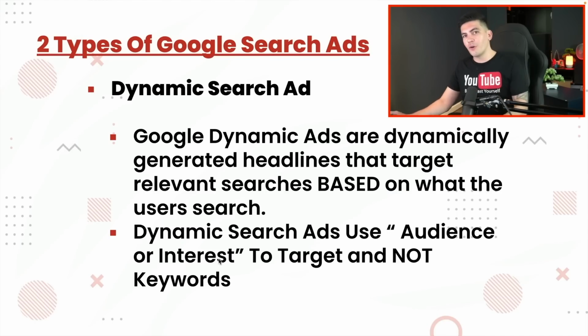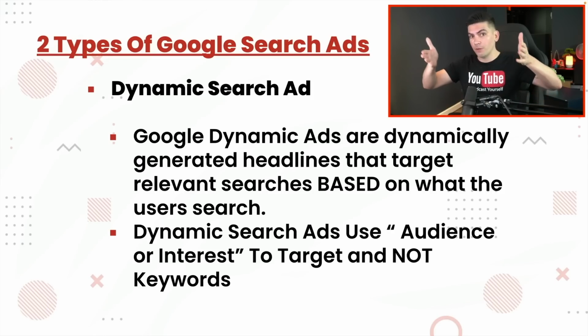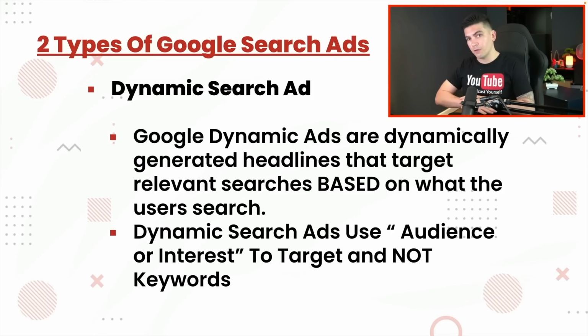So we're first going to create what we call a dynamic search ad. And I'll give you guys an example of that in just a bit. But Google dynamic ads are dynamically generated headlines that target relevant searches based off the user's search. Okay, so there is no keyword research in this specific ad. Dynamic search ad uses audience or interest to target and not keywords. So for example, if users are going to coffee websites all the time, we can select those people that are going to those coffee websites. And there is no keyword research involved with dynamic search ads.